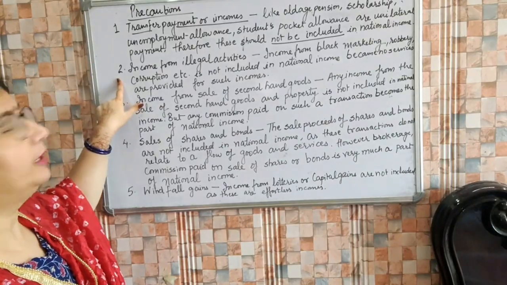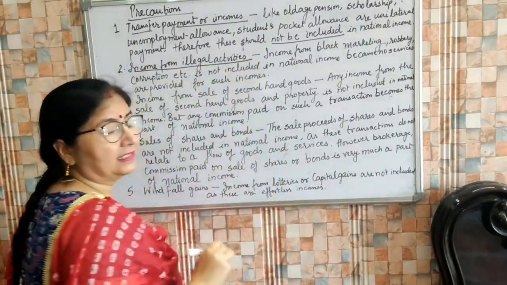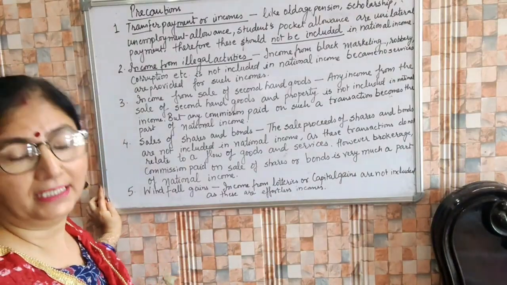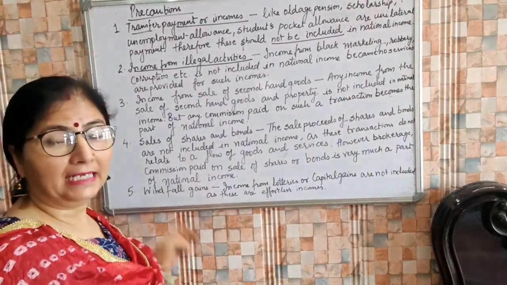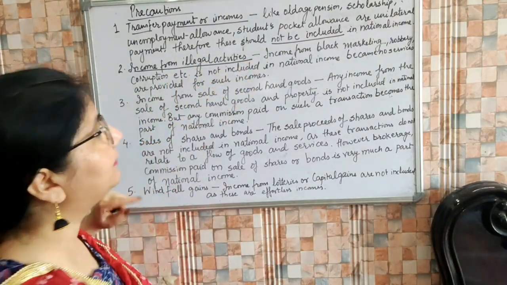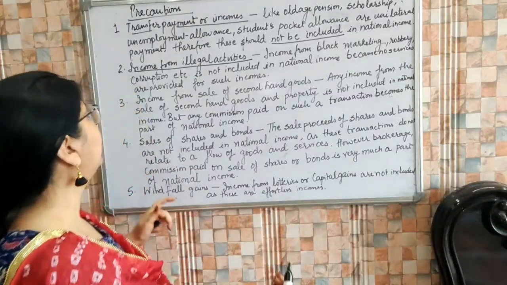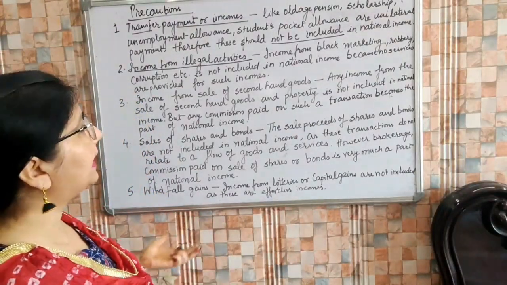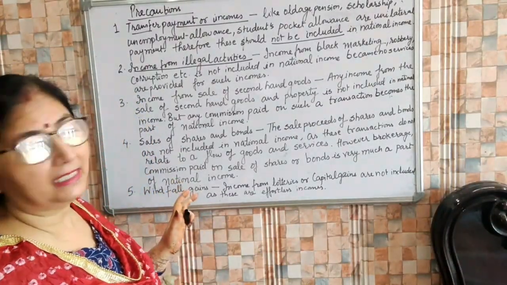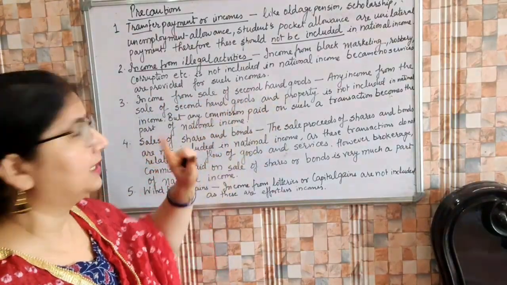Now we switch over to the next one, income from illegal activities. As we all know that we earn the income by providing our services. So income from illegal activities, just like income from black marketing, robbery, corruption, ये सब क्या है? These are not included in national income, because no services are provided for such incomes.